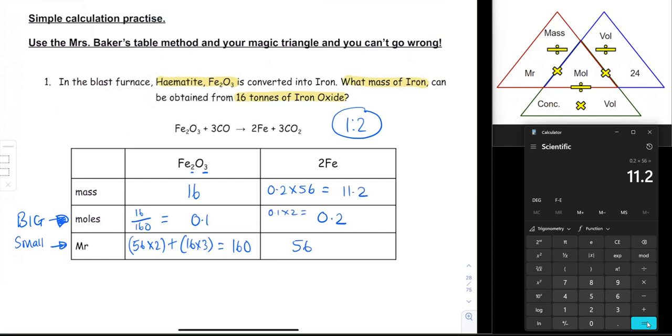So in answer to the question, what mass of iron can be obtained from 16 tons of iron oxide? Well, that would be 11.2 tons.